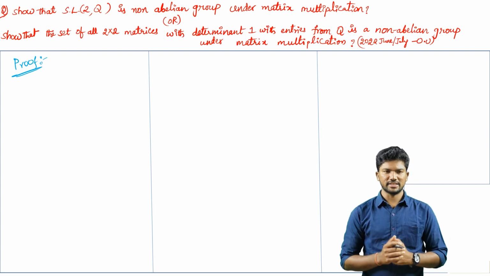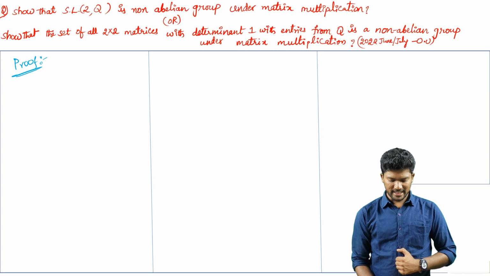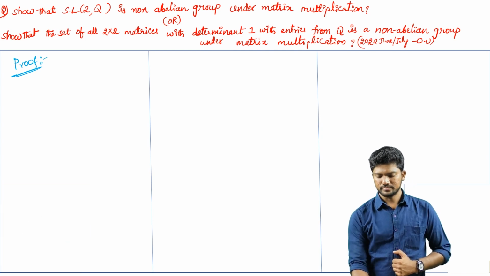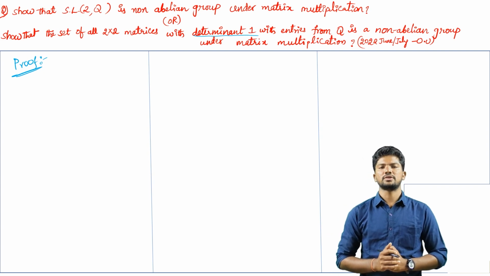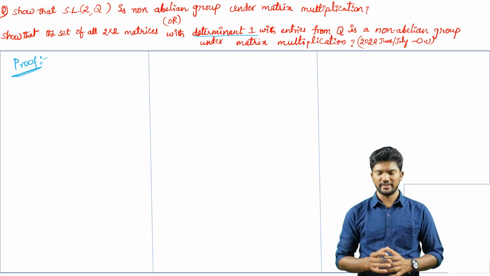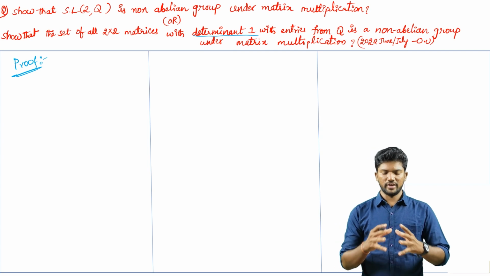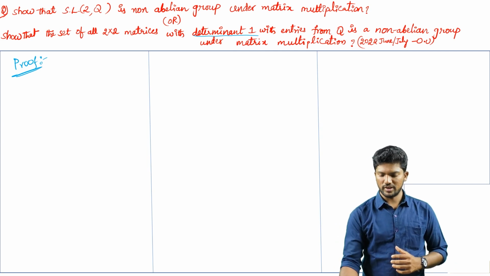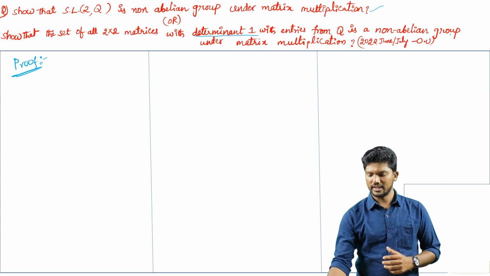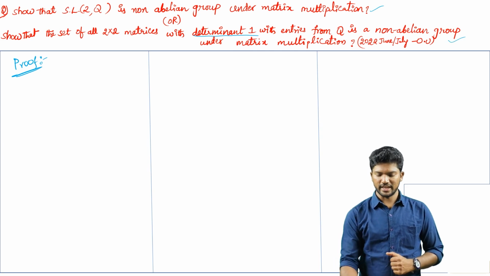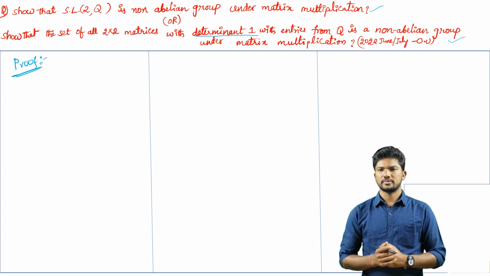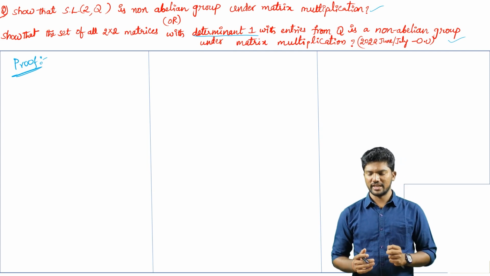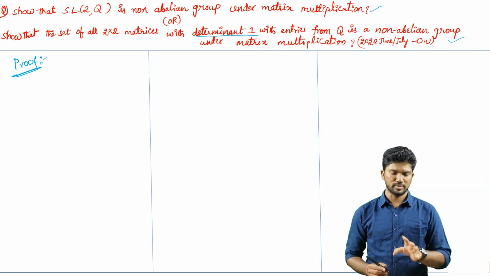Or else in the examination, show that the set of 2 by 2 matrices with determinant 1 with entries from rational numbers is a non-abelian group under matrix multiplication. In the examination we have two ways to ask the question in this format. The first question is this one, and the second format is this one. This second format question was asked this year, 2022, in the June examination of algebra from Osmania University.